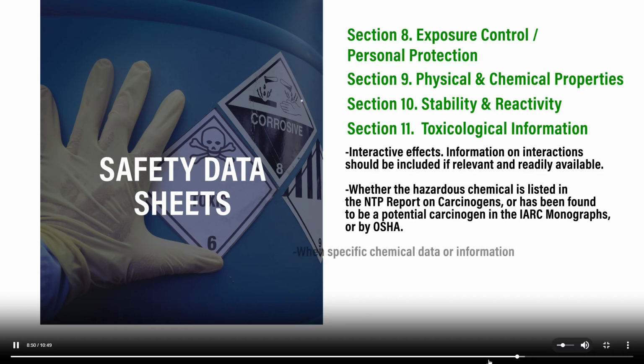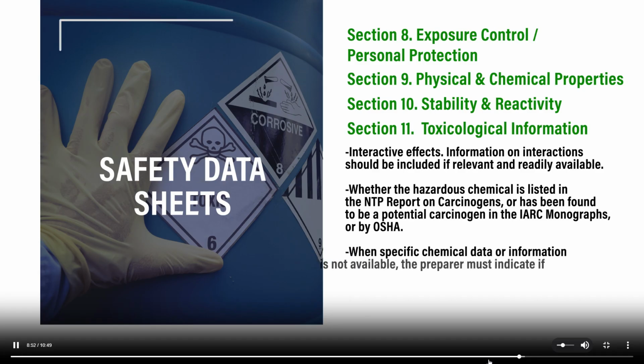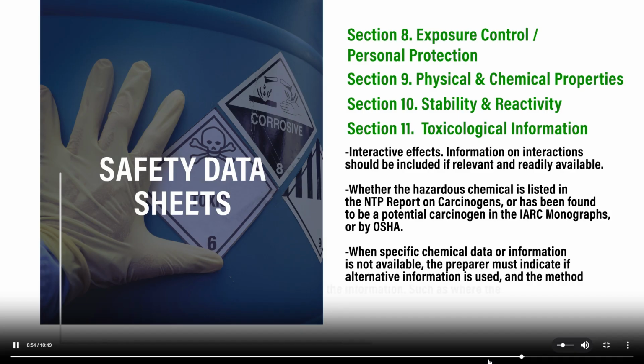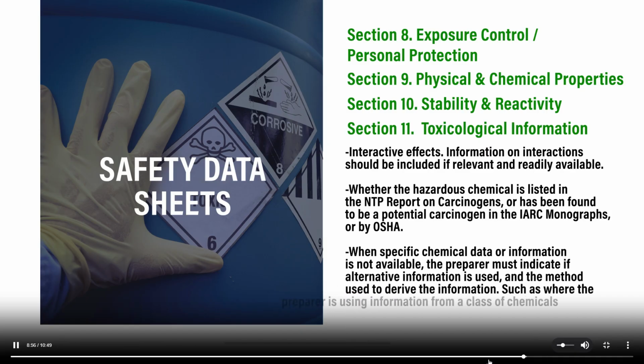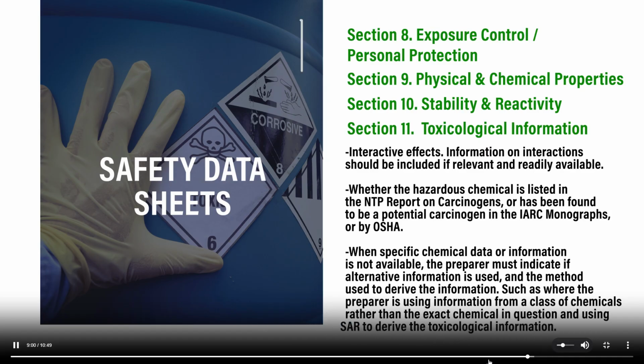When specific chemical data or information is not available, the preparer must indicate if alternative information is used, and the method used to derive the information, such as where the preparer is using information from a class of chemicals rather than the exact chemical in question and using SAR to derive the toxicological information.